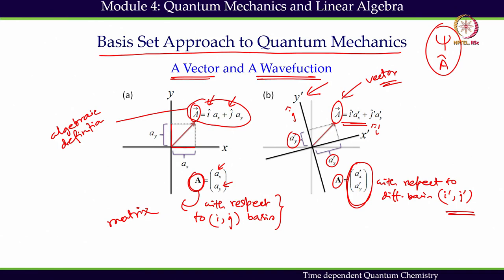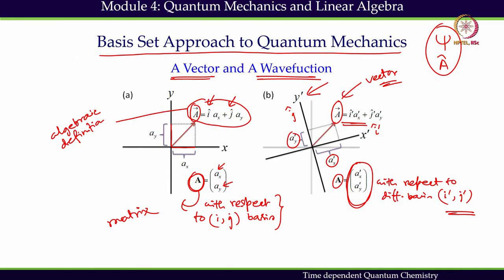Therefore, one can represent the same vector using different bases as long as bases and corresponding components are known. As a physical state in quantum mechanics is represented by a wave function, which can be expanded with respect to certain orthonormal bases, the above vectorial argument applies to the quantum mechanical state of a system, and this is called basis set expansion of the wave function.